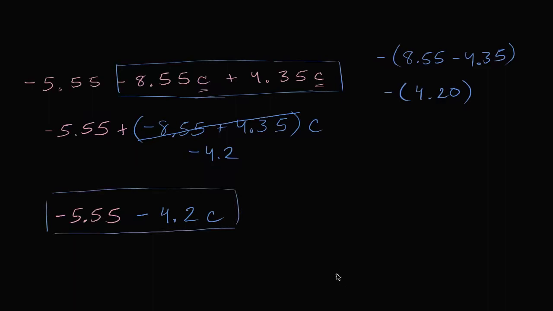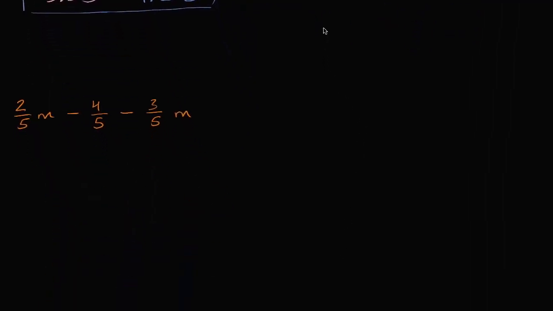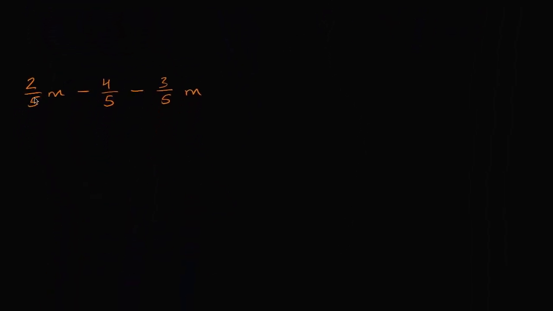So let's do another example. So here I have some more hairy numbers involved. These are all expressed as fractions. And so let's see, I have 2/5 m minus 4/5 minus 3/5 m. So how can I simplify? Well, I could add all the m terms together. So let me just change the order. I could rewrite this as 2/5 m minus 3/5 m minus 4/5.